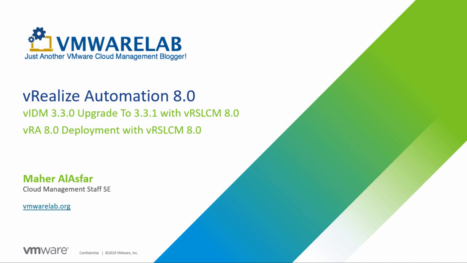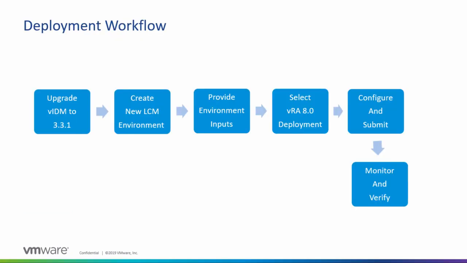In this video, we will be looking at how to deploy vRealize Automation 8.0 with vRealize Suite Lifecycle Manager 8.0. At a high level, the deployment workflow will start by us upgrading vIDM to 3.3.1 since it's one of the prerequisites. We will create a new LCM environment. We will provide the environment inputs and select VRA 8.0 for deployment. We'll configure and submit the request and then monitor and verify the installation.